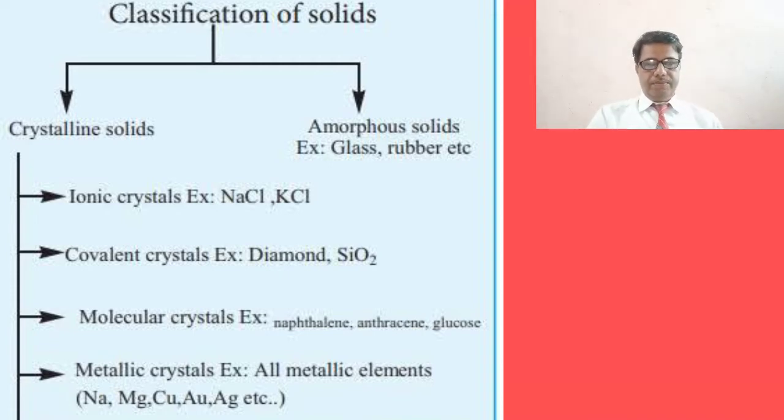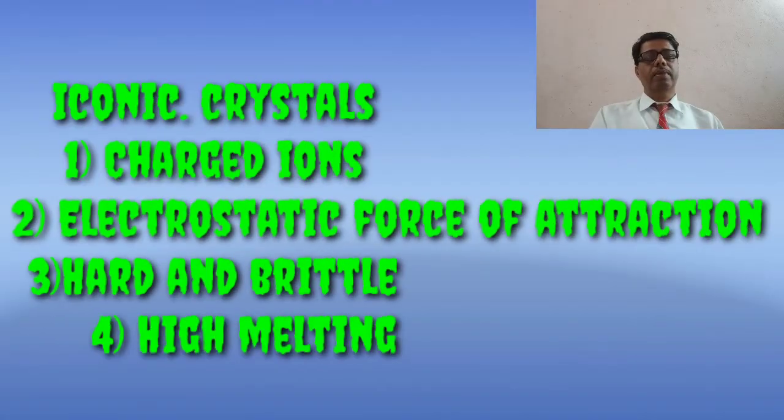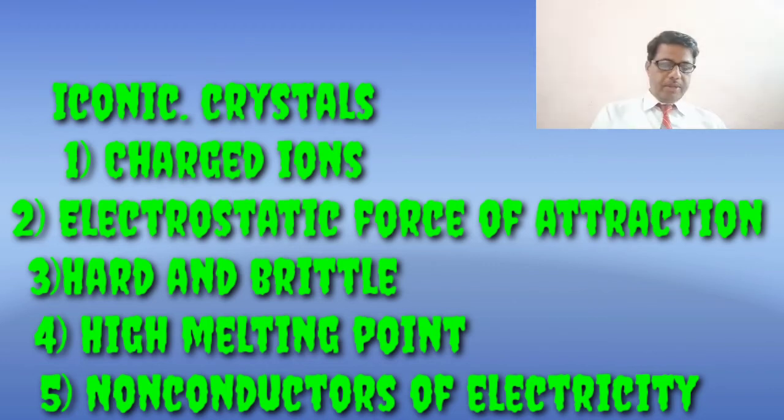Now students, in this lecture we will collect information about two main types: first, ionic crystals, and second, covalent network crystals. We will see the properties and examples of ionic crystals, and also the properties and examples of covalent network crystals, in detail. Starting with the first one, ionic crystals. What are the properties of ionic crystals?